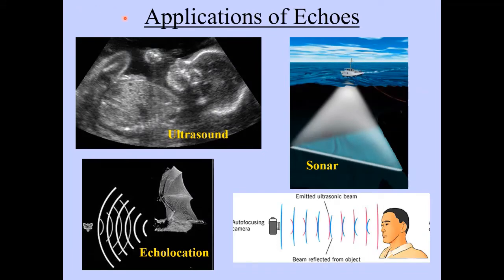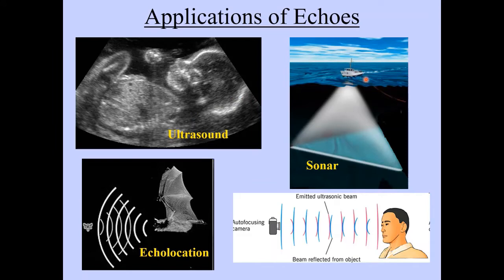Echoes have lots of other applications, some of them very important. For example, ultrasound is a non-invasive diagnostic technique where a medical technician can use an ultrasound transducer to send ultrasonic sound waves. I mean, we can't hear them. They're higher in frequency than our ears can hear, and it'll send them into our bodies, and they bounce off of different tissues and organs. In this case, it's a human fetus, and we can actually make an image on a computer screen to see the inside of our body. So that's a pretty cool technology.